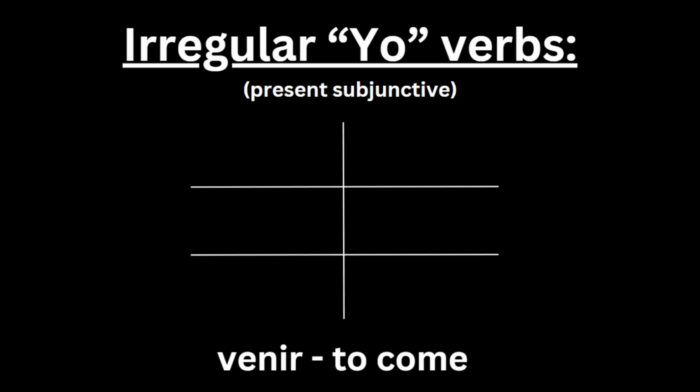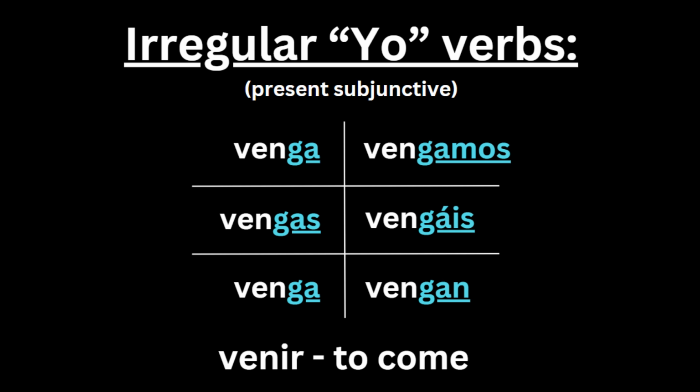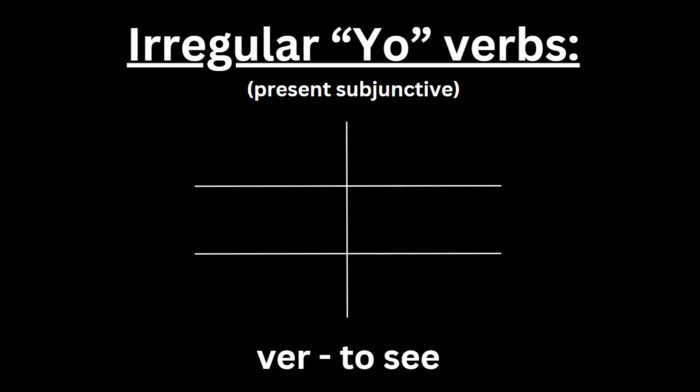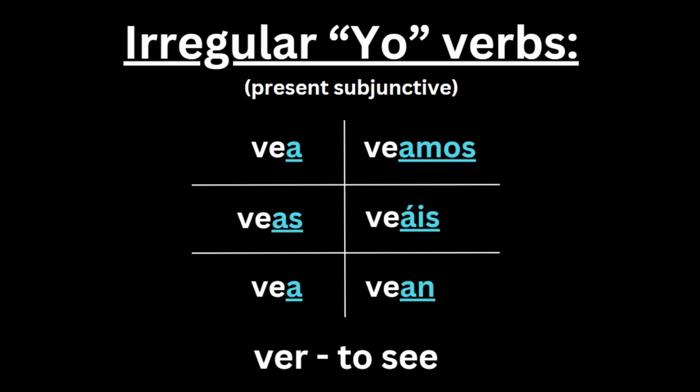How do you conjugate venir? Yo venga, tú vengas, él venga, and so on. And finally, how do you conjugate ver? Yo vea, tú veas, él vea, and so on. This is the entire concept of how irregular yo verbs function in the present subjunctive.